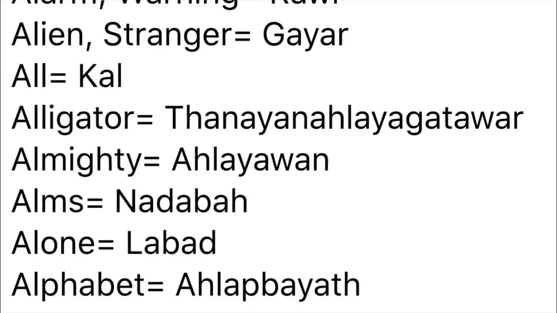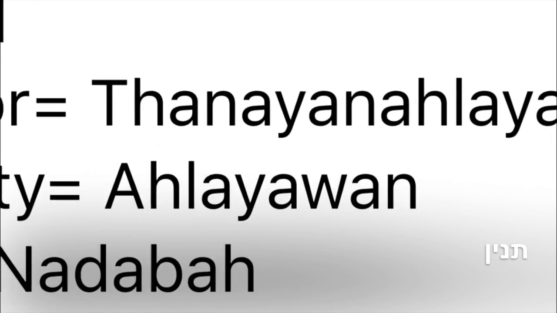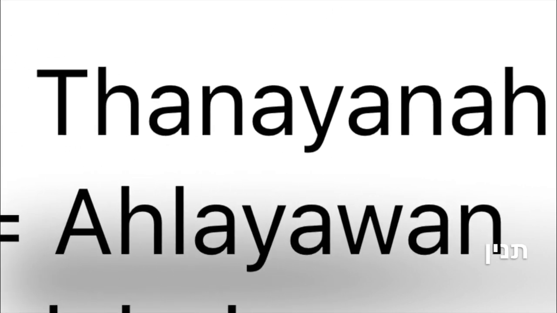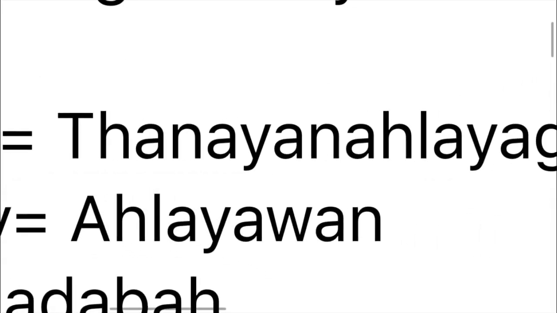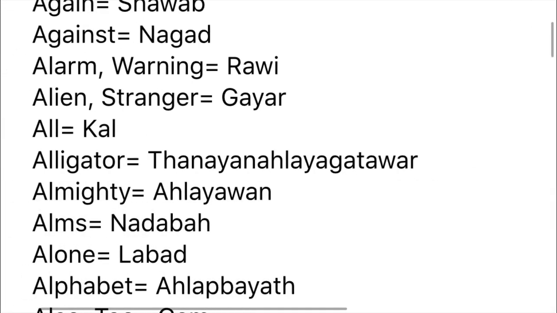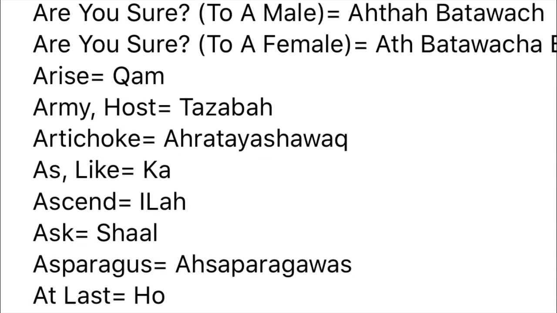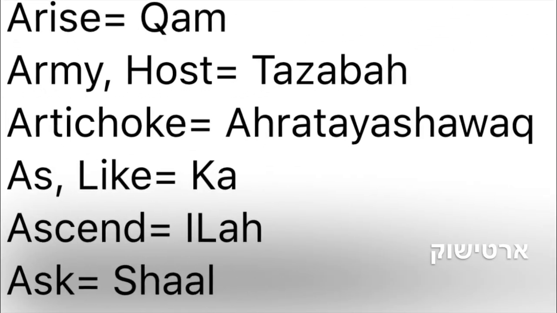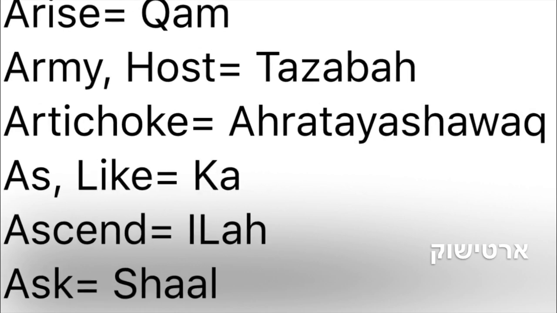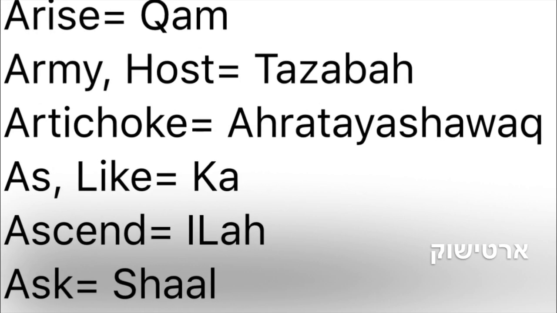To begin, look at the entry for alligator. Thanayan al-Gayatawar. Thanayan is just tanin, which meant dragon or monster, but in modern Israeli Hebrew means alligator or crocodile. As for al-Gayatawar, it should be obvious that that's just an English loanword into modern Hebrew. It's the word alligator, transcribed into Hebrew characters. Let's look at another example. The entry for artichoke is arataya shawak, which is obviously the word artichoke transcribed into Hebrew characters.